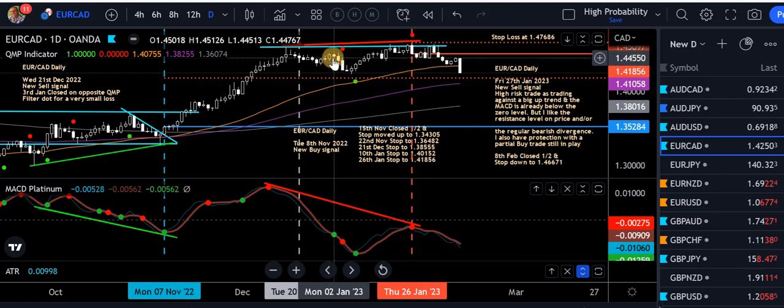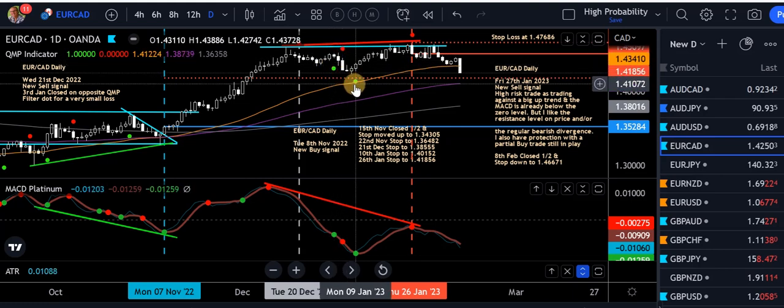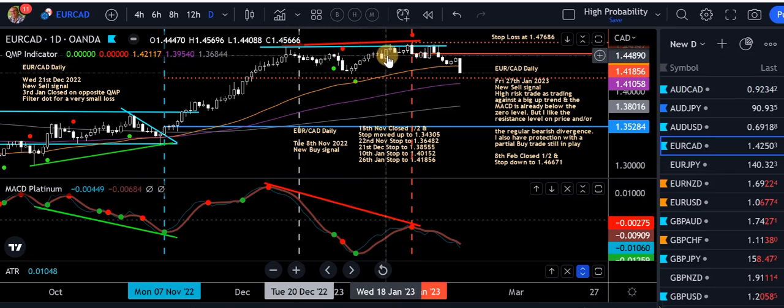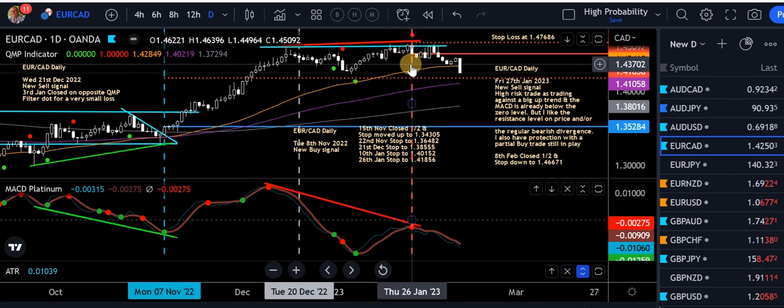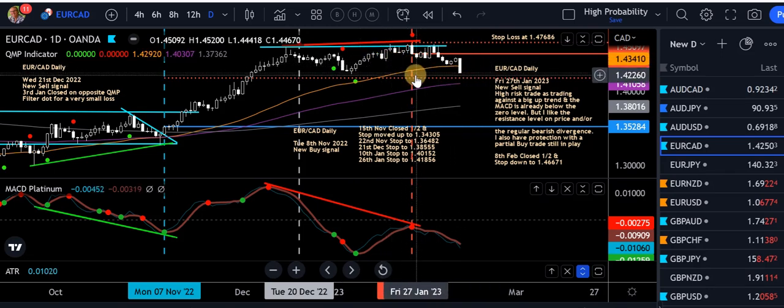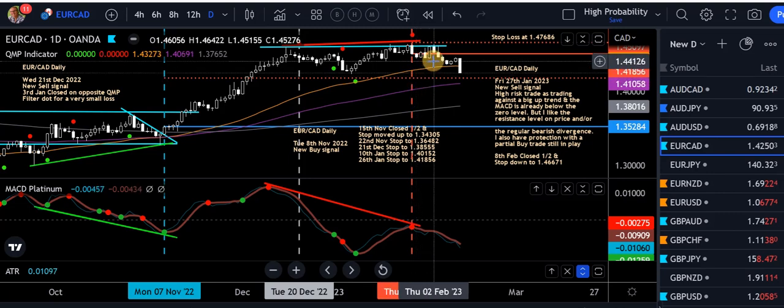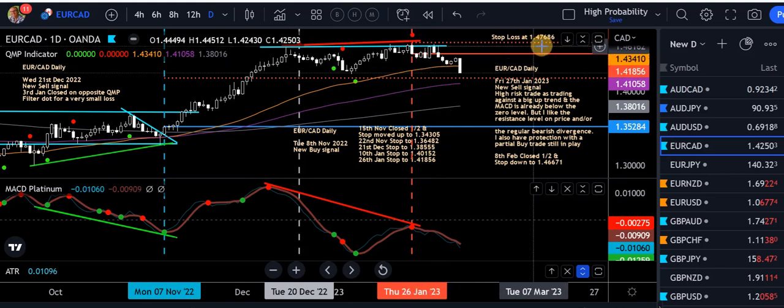And that was closed for a small loss on an opposite QMP filter dot. No sell there, no buy. Didn't take the buy there, don't know why. No, I didn't take the buy. Another sell here, and that's the most recent one, 27th of Jan. Came very close to my stop, but didn't touch it. Look at that. Where's my stop?